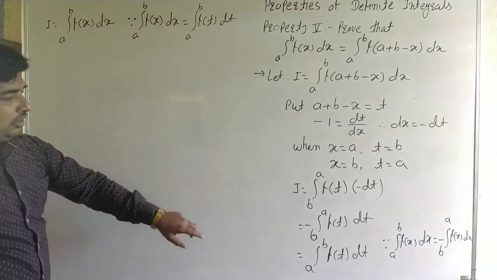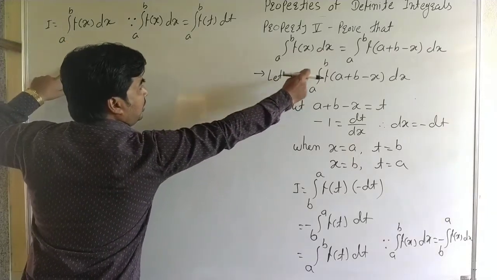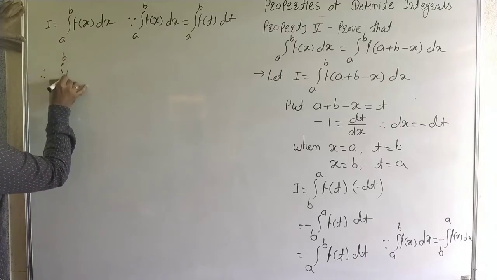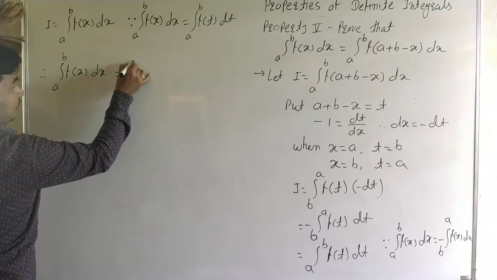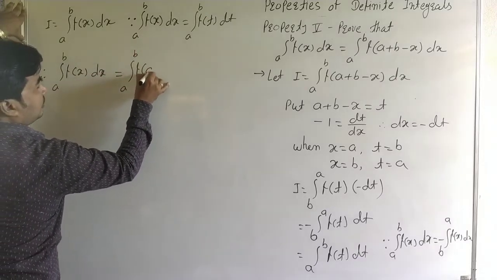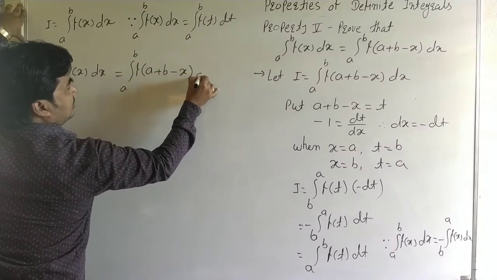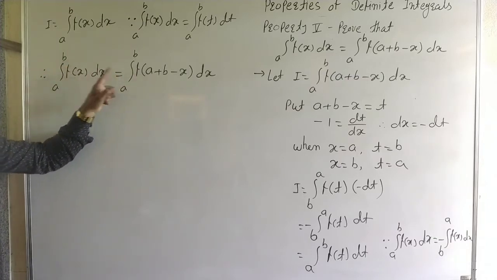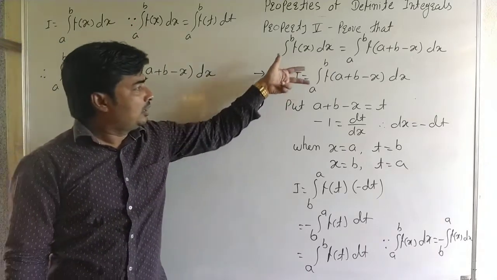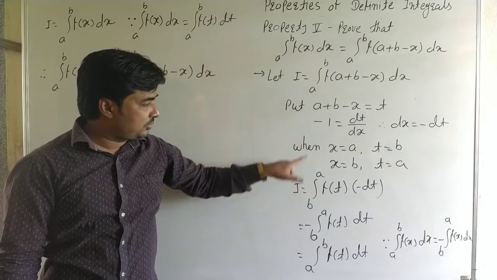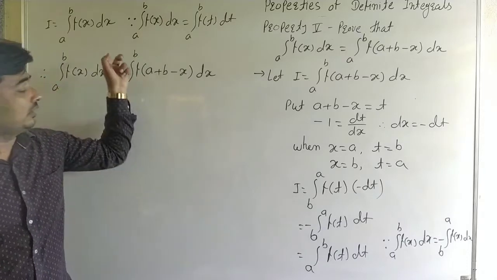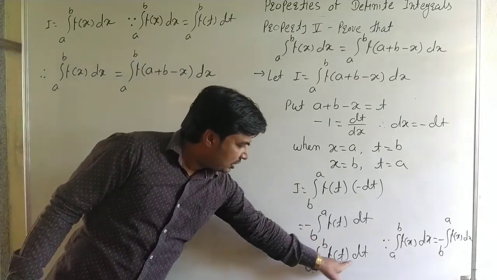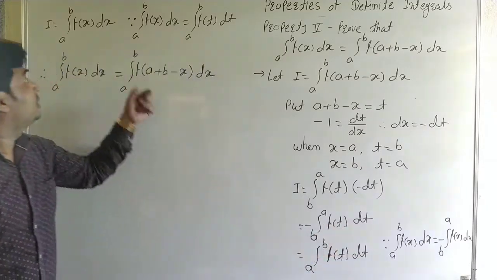See carefully this. Here we use these two properties, and here it is the proof. Integral a to b f of a plus b minus x is equal to integral a to b f of x, and therefore we can write integral a to b f of x dx is equal to integral a to b f of a plus b minus x dx. That means the value of these two integrals is the same in the definite integral. First we substitute and change the limit. After substitution we get this integral, then we use the property of the integral. Here it is b to a, change the limit, so the sign changes, it is minus, it is plus a to b. And after this we change the variable, it is f of t dt, we can write f of x dx.